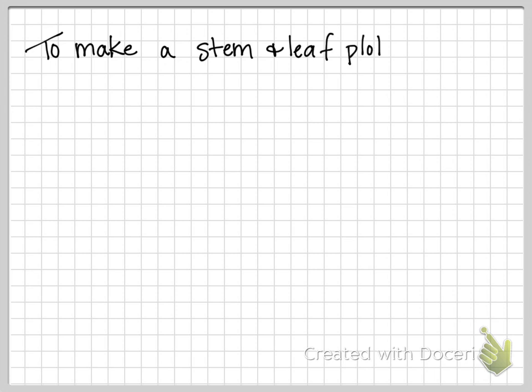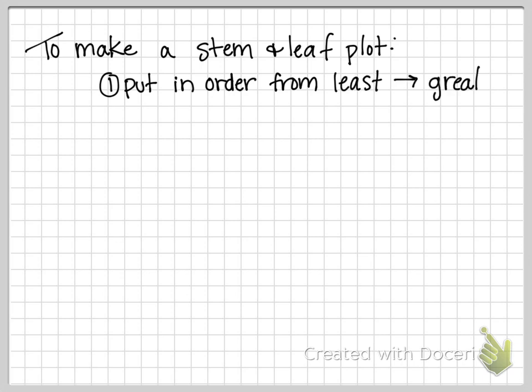To make a stem and leaf plot, here's what we will do. You'll be given data, just like we did with mean, median, mode. It gives you a set of data. We are going to put the data in order. Just like when we were finding the median and the range, we had to put it in order from least to greatest.